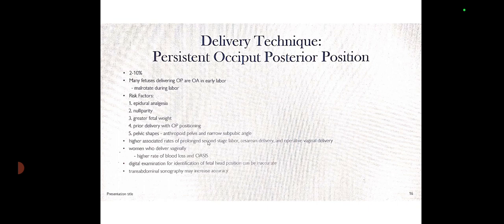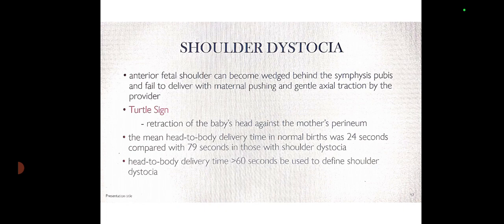subpubic angle. Higher associated rates of prolonged second stage of labor, caesarean delivery, and operative vaginal delivery. The women who deliver vaginally have a higher rate of blood loss and OASIS. Digital examination for the identification of the fetal head position can be inaccurate. The transabdominal sonography may increase the accuracy here.